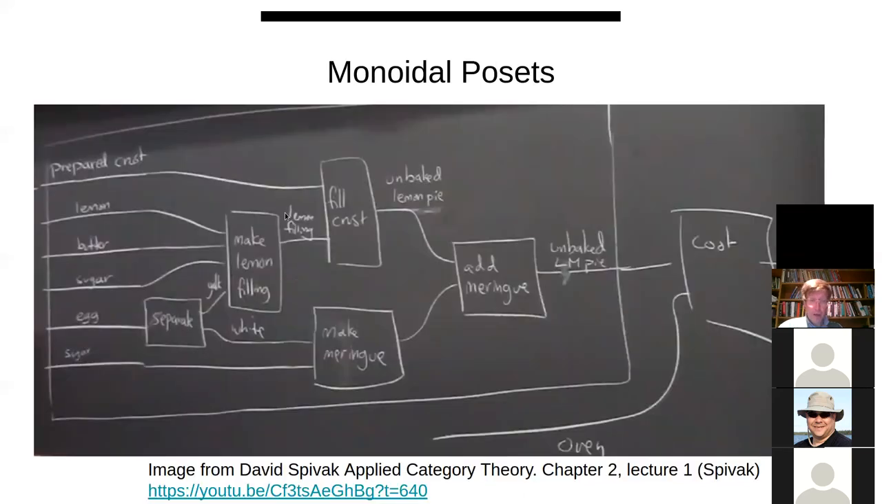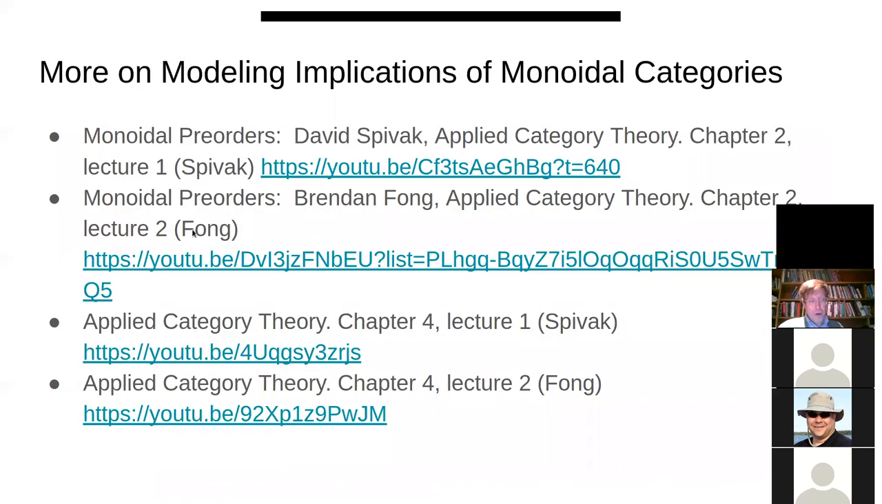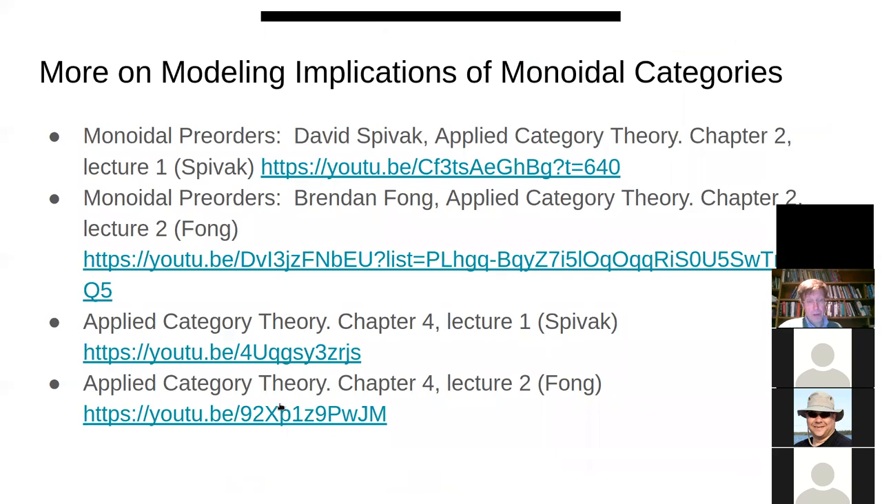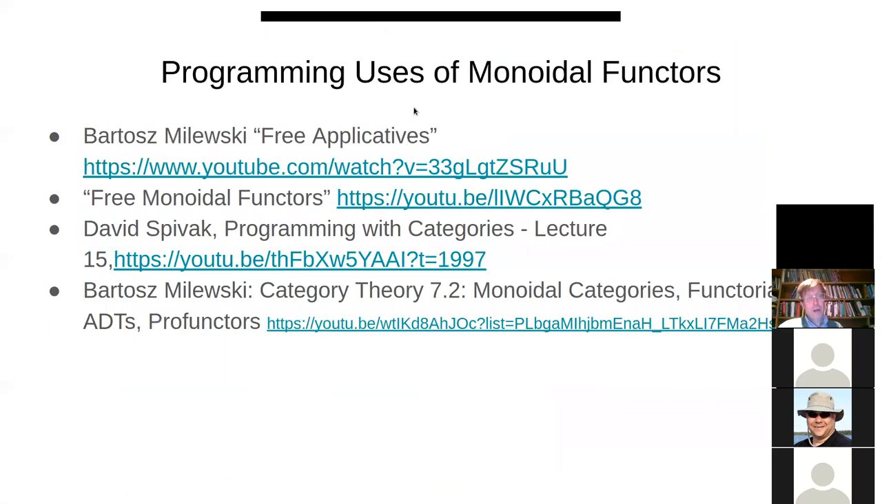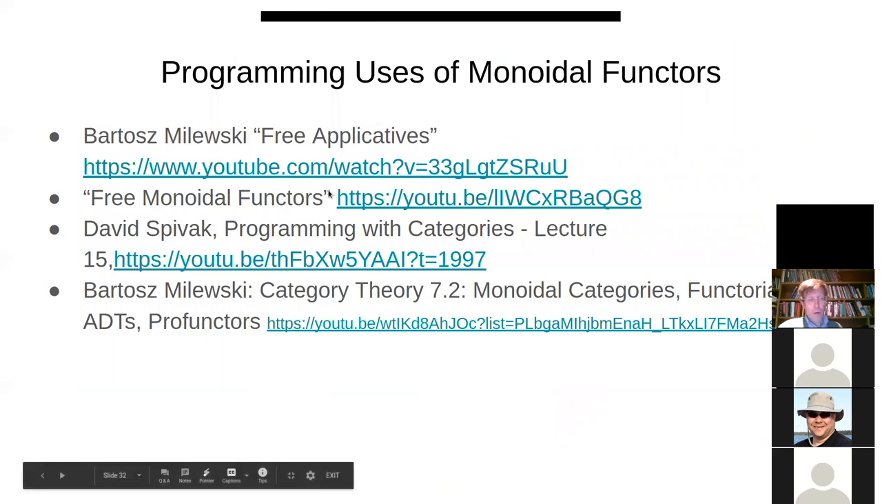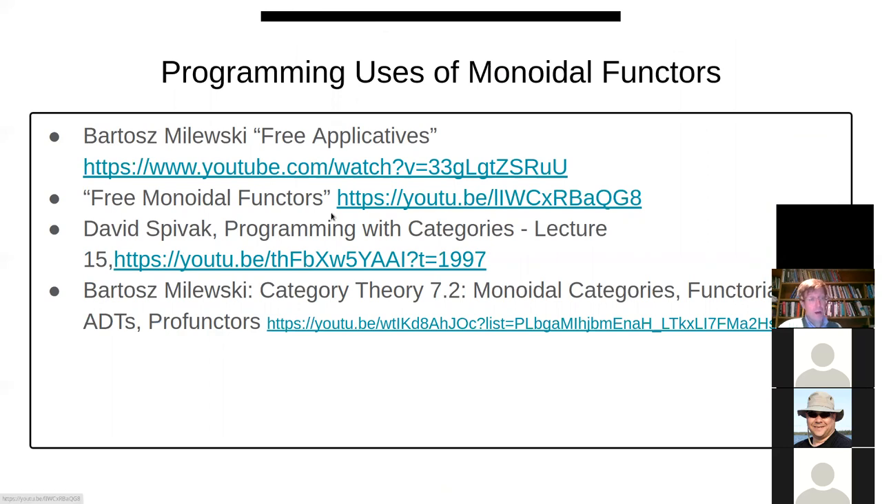So if you're interested in learning more about the diagrammatic representation, we're gonna come back to it, but it probably won't be for a number of weeks until we've really tapped out adjunctions, monads, et cetera. So if you're interested in going down this side of things, I'd refer you to these videos. And I'd refer you to these as well, which talk about some of the application of this in a modeling context. If you want to see something about how this ramifies for functional programming, you can watch these videos on free applicatives and free monoidal functors and this programming with categories lecture also speaks about this, as does Bartosz's presentation here.